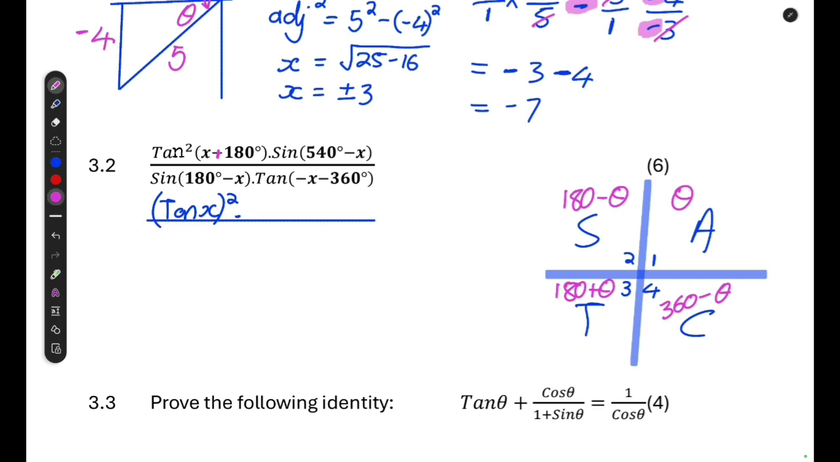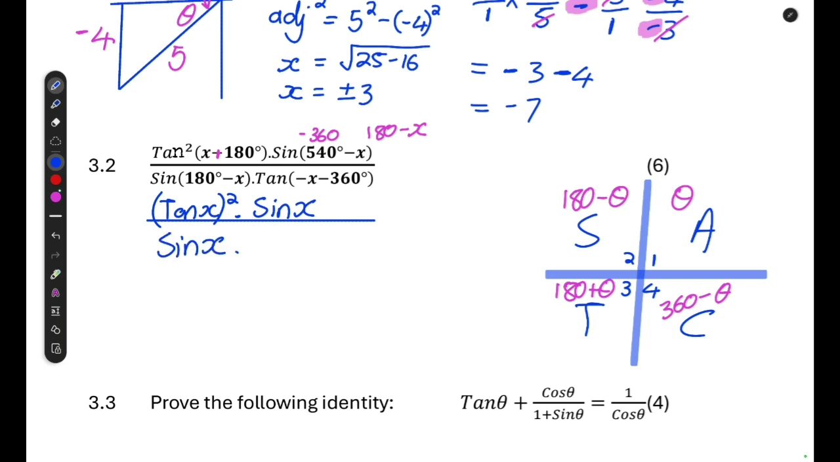With the next one, remember the rule, I can subtract 360 at any time, and 540 minus 360 then actually becomes 180 minus x. That is second quadrant. Sine is positive in the second quadrant, so I can just say this is sine x. At the bottom, I can now clearly see this is second quadrant, so that's just sine x.